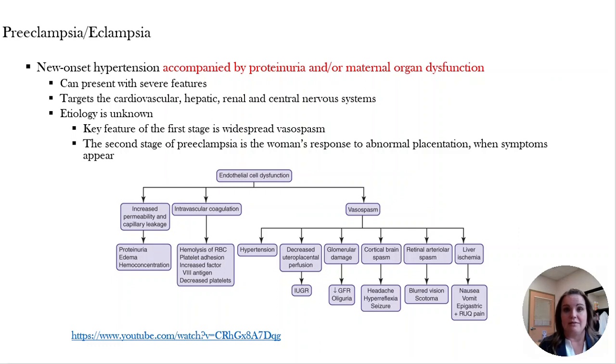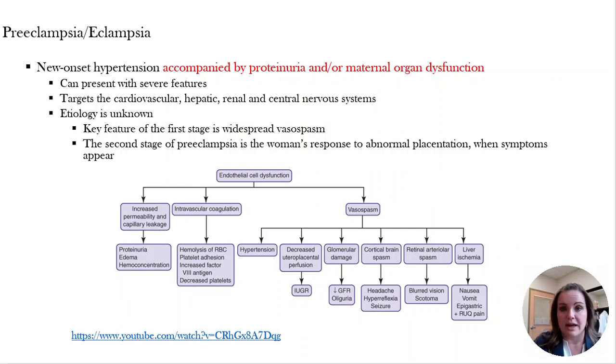So we get vasospasm, which then causes all of these other issues to these end organs. This little chart kind of just shows you we've got endothelial cell dysfunction. That's kind of the first thing that happens, which causes increased permeability and capillary leakage, intravascular coagulation, and vasospasm, which then causes proteinuria, hemolysis, hypertension, decreased placental perfusion, glomerular damage.